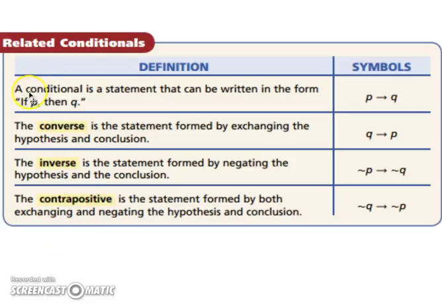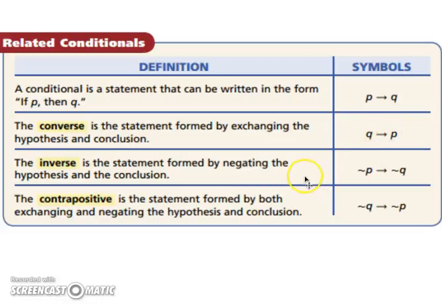So you already know that a conditional statement can be written in the form if P, then Q. So P, arrow, Q as symbols. The converse would be exchanging your hypothesis and conclusion. So for your converse, you're simply going to flip your conclusion with your hypothesis. So it would be if Q, then P.